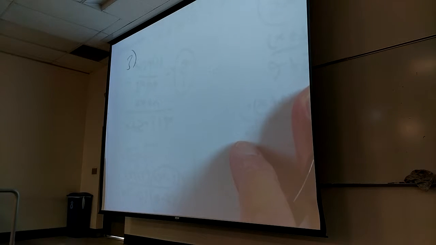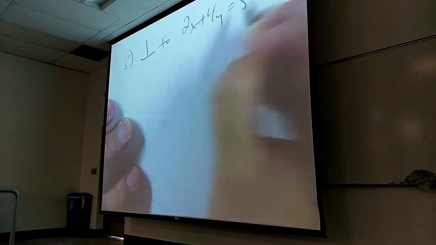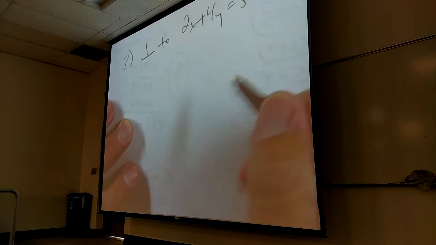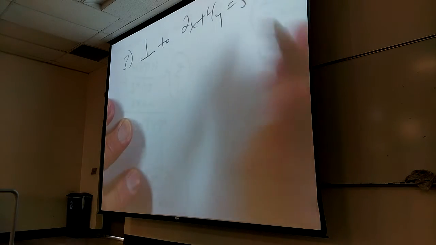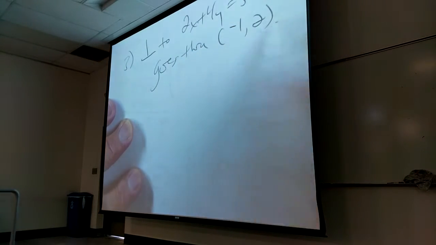So number three says perpendicular. I told you last time a little bit about perpendicular. I reminded you guys. And it says perpendicular to, so here's the quick way to say perpendicular, to 2x plus 4y equals 5. This is what you're talking about, right? And it goes through negative 1, 2.